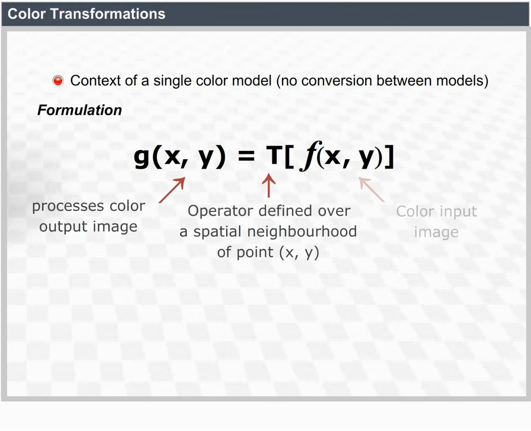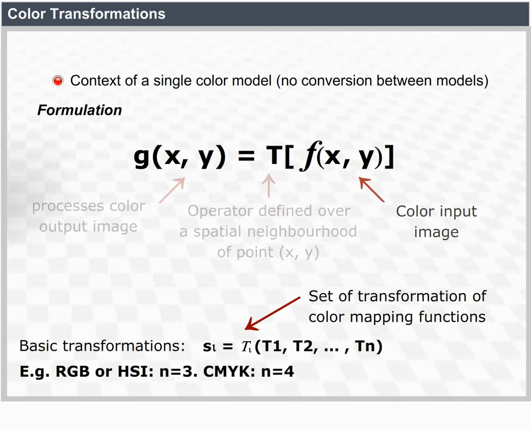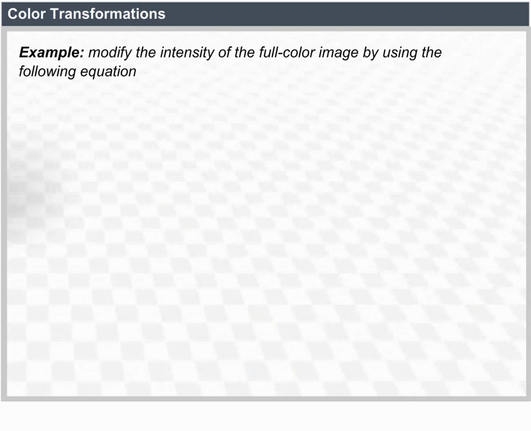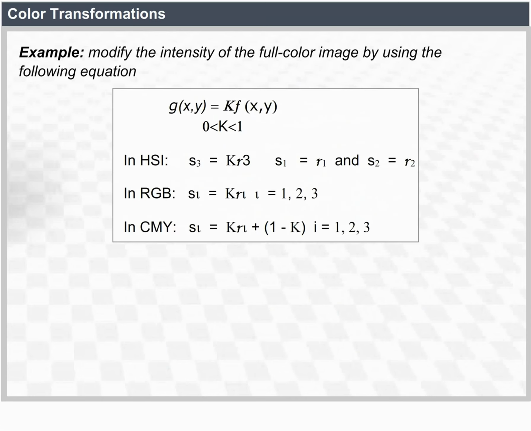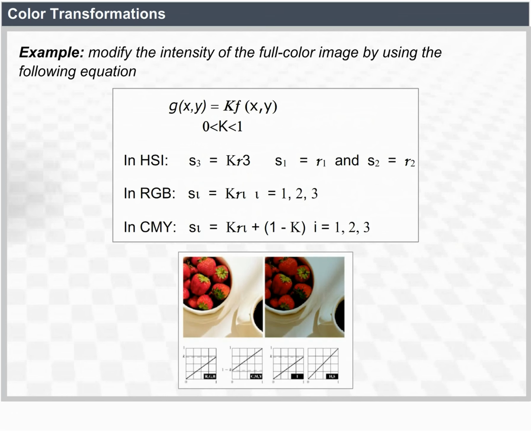The basic transformation of the color mapping function is as shown on the screen. Example: modify the intensity of the full color image using the equation as shown on the screen. This is shown for HSI, RGB, and CMY.